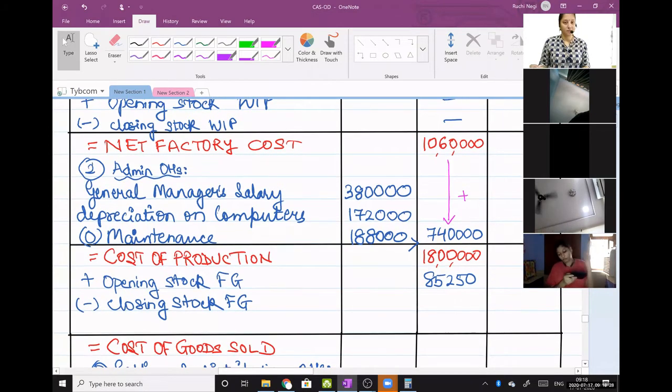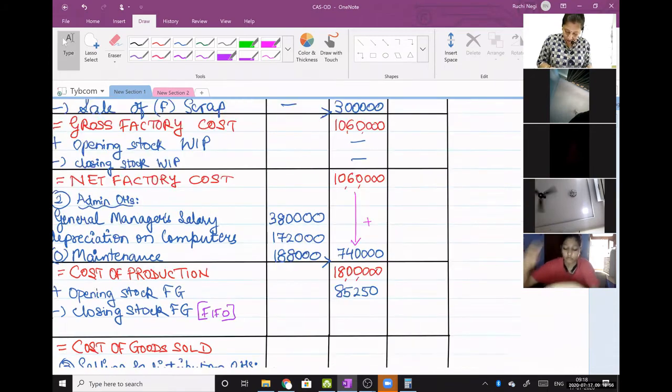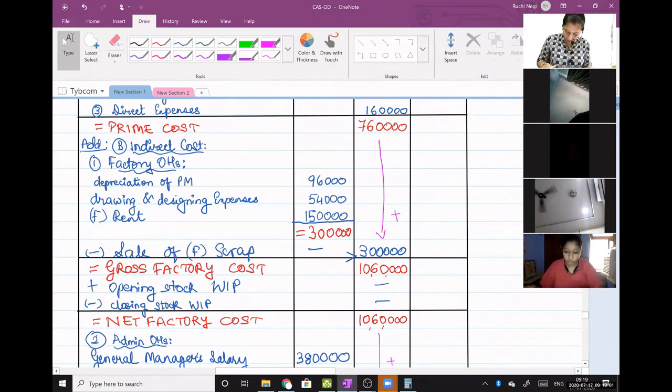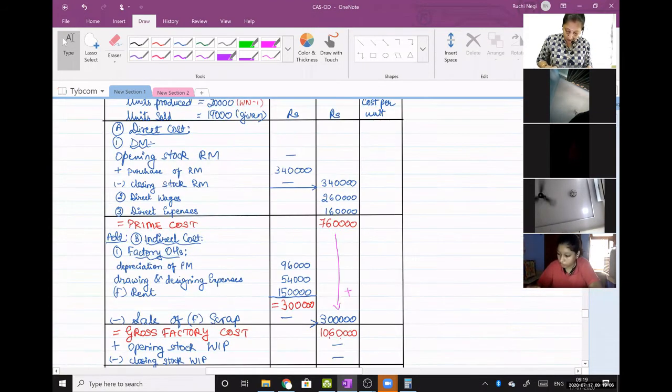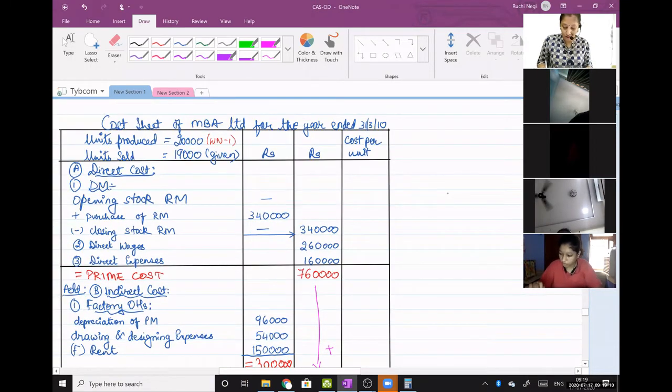Then opening stock of finished goods, 85,250. It's given in the question. And now closing stock of finished goods. Which method? FIFO they have said. Okay, fine. So let us go and calculate our CPU columns by using the shortcut technique. I hope you remember. Till COP, I will divide with units produced, 20,000. So my denominator is going to be common, 20,000 throughout. So 1 divided by 20,000 equal to sign, multiplication sign, 2 times.